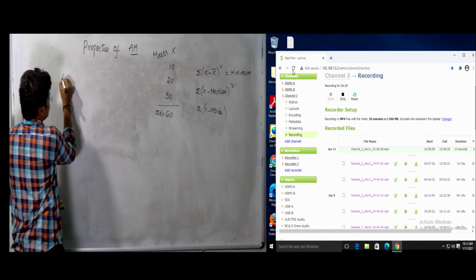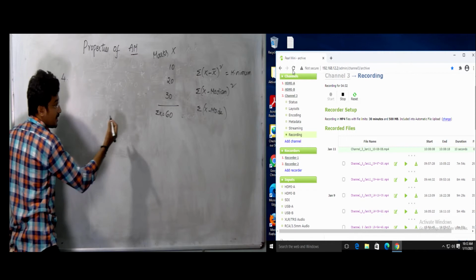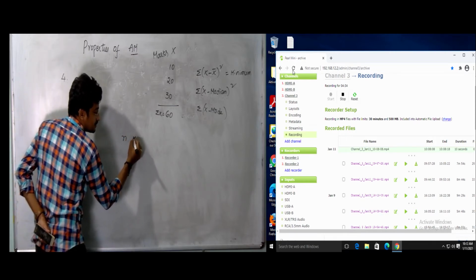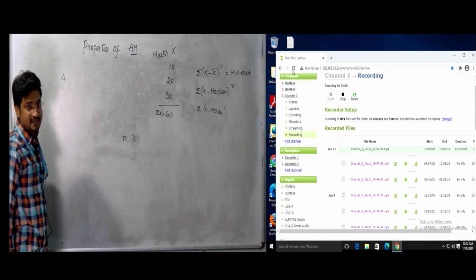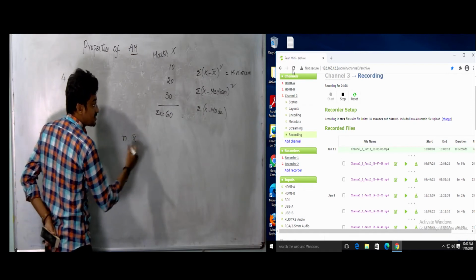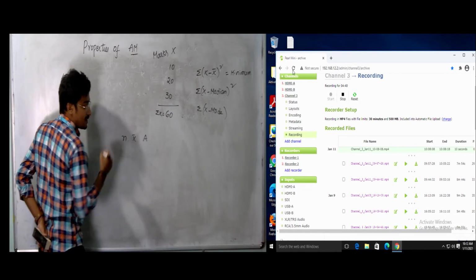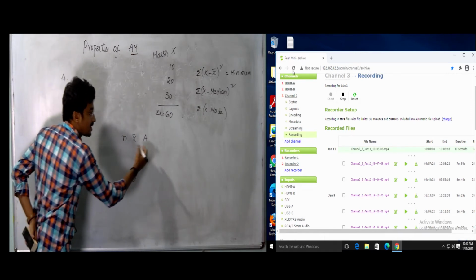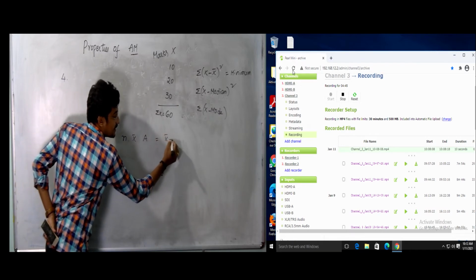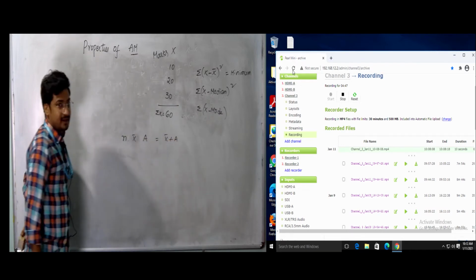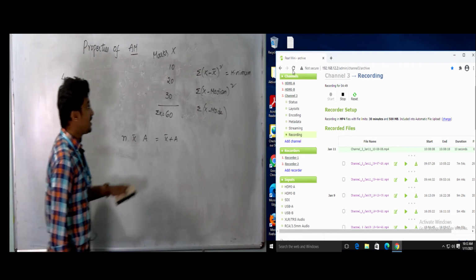Next, fourth property. If the mean of n observations is x bar and each observation is increased by a, then the new mean is x bar plus a.